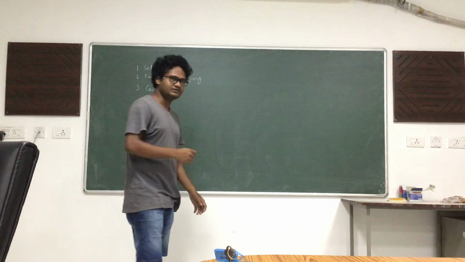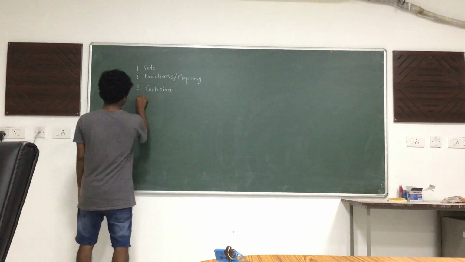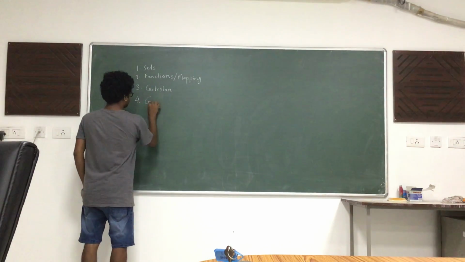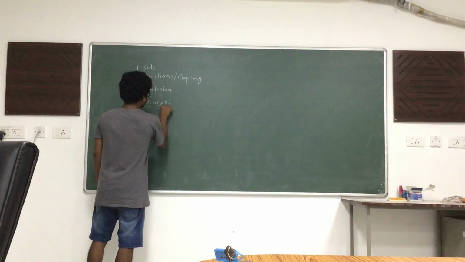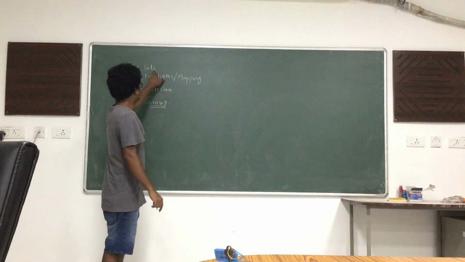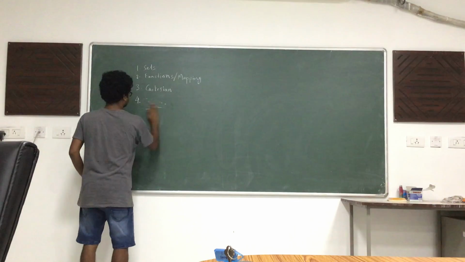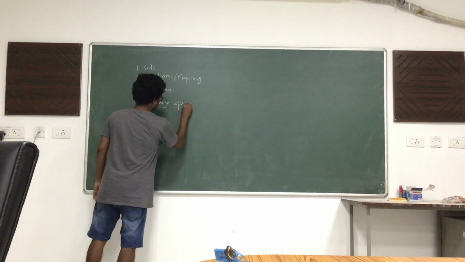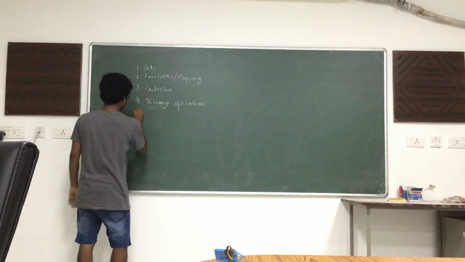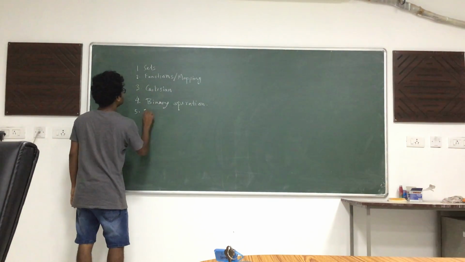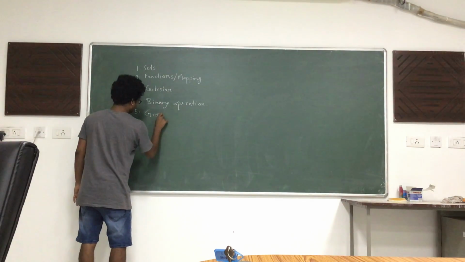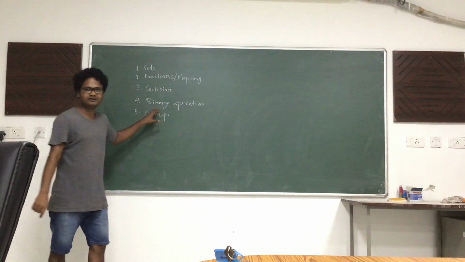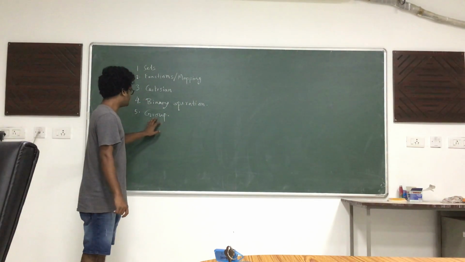Some structure on the sets. The first structure, one of the most simple structures that we can give, is basically a group. We saw that a set with a binary operation, we gave what is called a structure, and we said this is a group. Then we started looking into the groups, what their properties are.